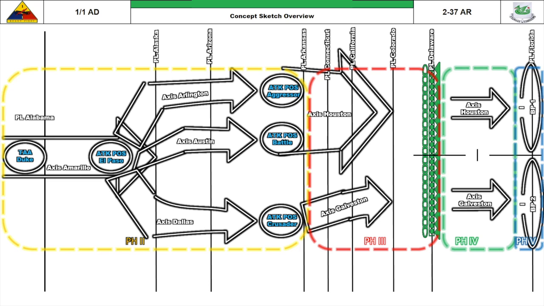Phase 5, consolidation and reorganization. This phase begins when BCO and CCO are established in a hasty defense on the LOA. This phase ends on order. Critical events during this phase are engagement area development, resupply, and improving the breach lane.